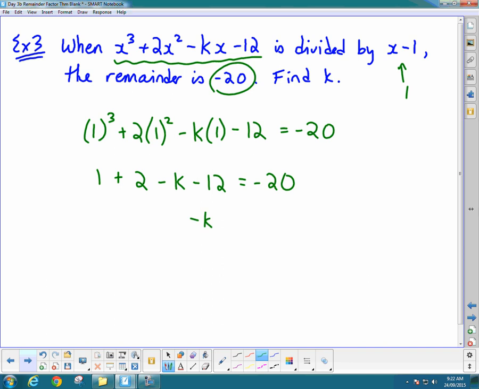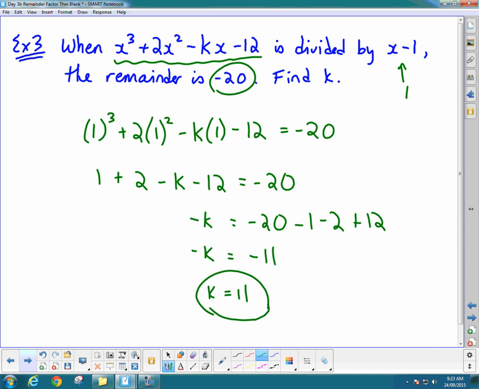I'm going to have minus k on this side. I got negative 20 over here. I'm going to bring everything over, so it's going to be a minus 1, a minus 2, and a plus 12. You may choose to reduce it before you move it over. That's totally fine. Negative k is negative 11, I think I get. And I don't want negative k, I want positive k, so I divide both sides by negative 1, and I get k equals 11. So it turns out that's the missing coefficient that when it's divided by x minus 1, it's going to get a remainder of negative 20.